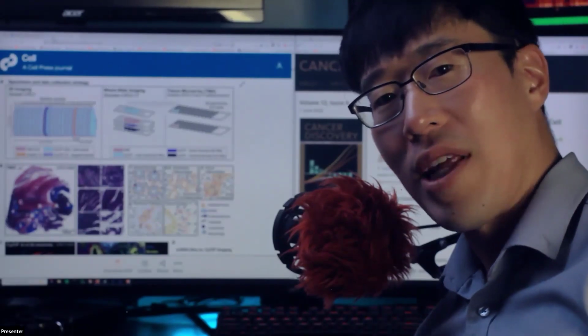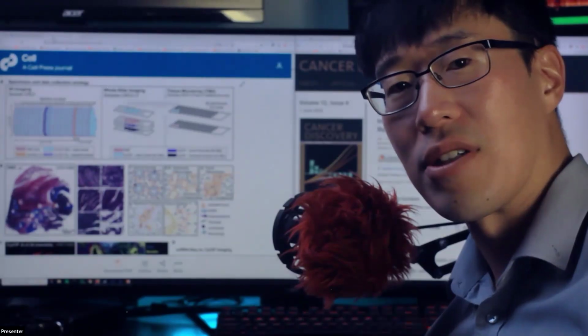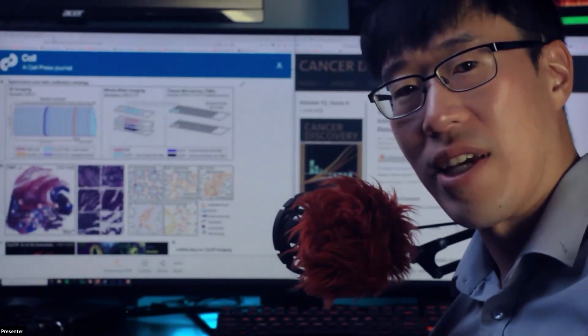So Peter Sorger's lab was one of the first to publish 2 high impact factor publications featuring 3D highly multiplexed data.